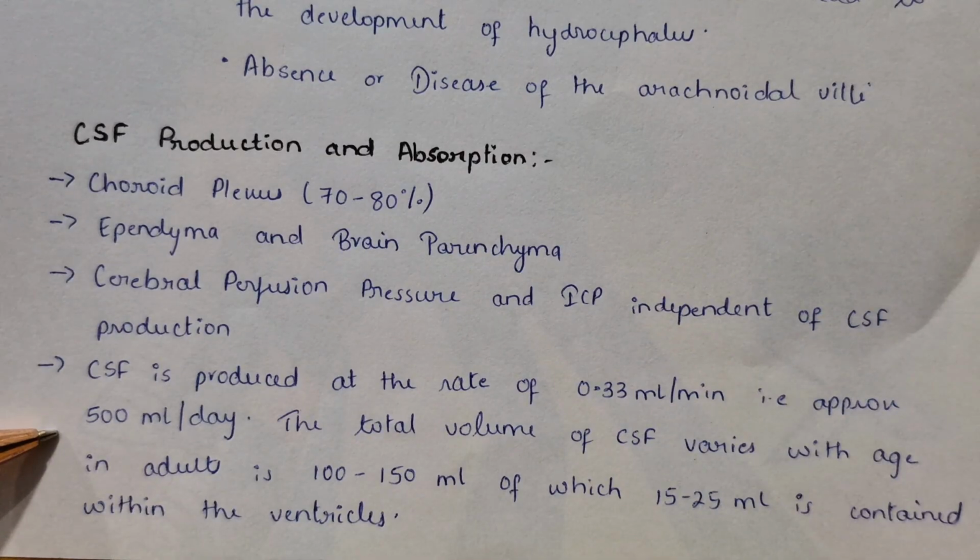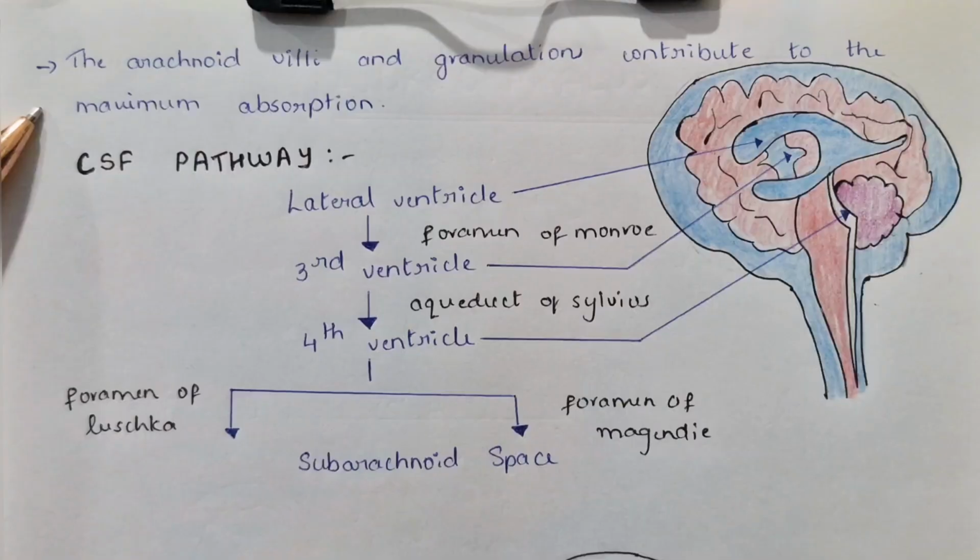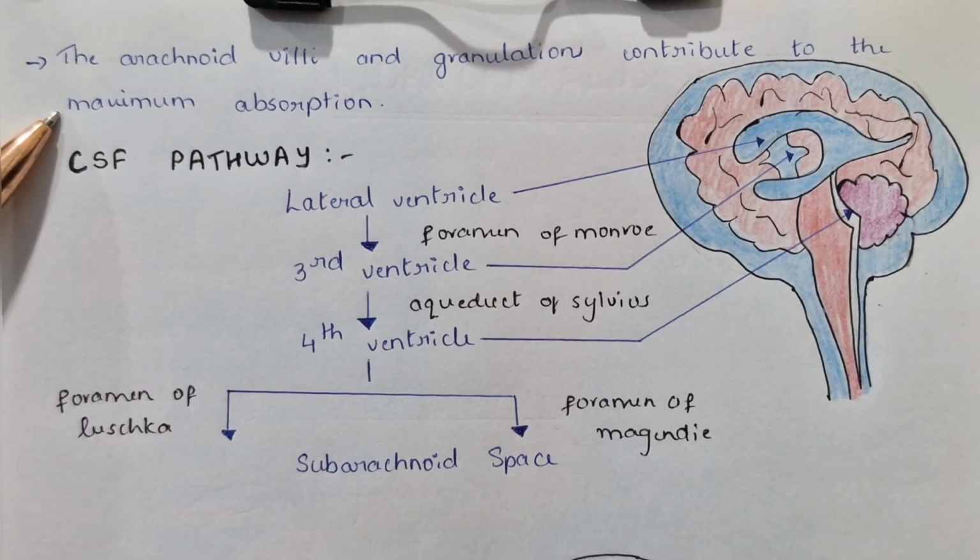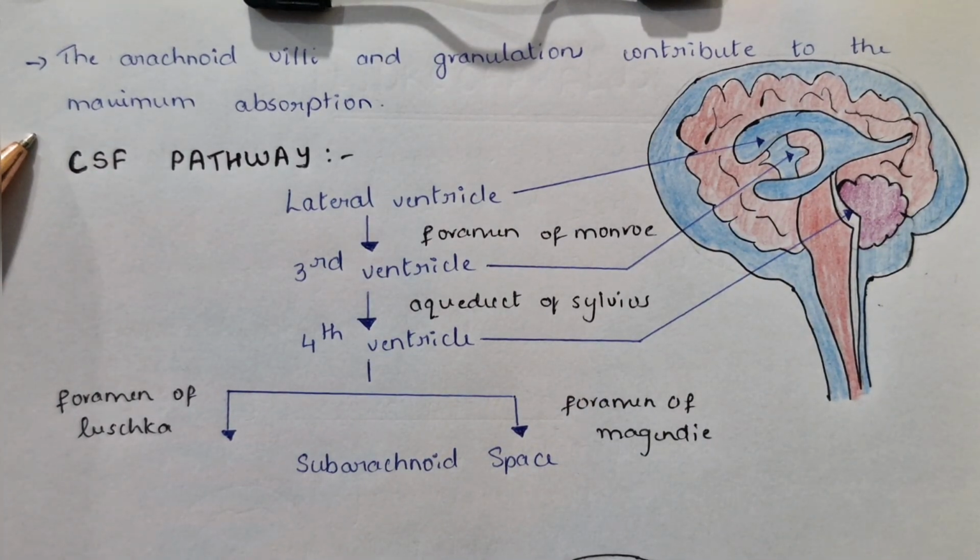The total volume of CSF varies with age. In adults it is 100 to 150 ml, of which 15 to 25 ml is contained within the ventricles. The arachnoid villi and granulations contribute to the maximum absorption.